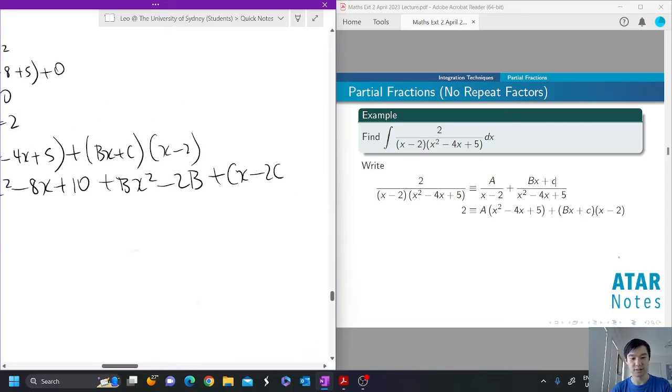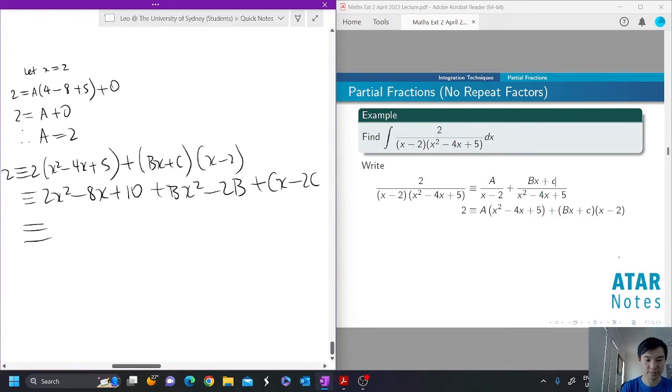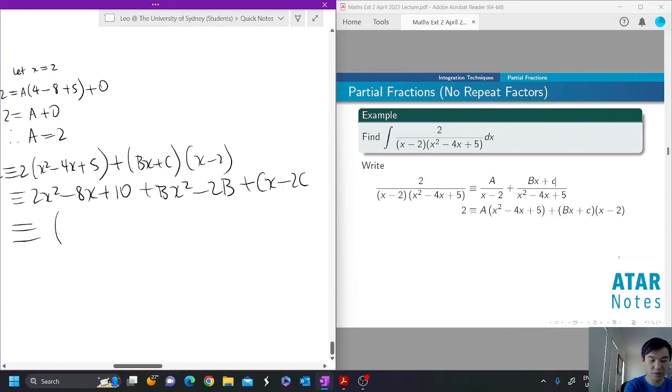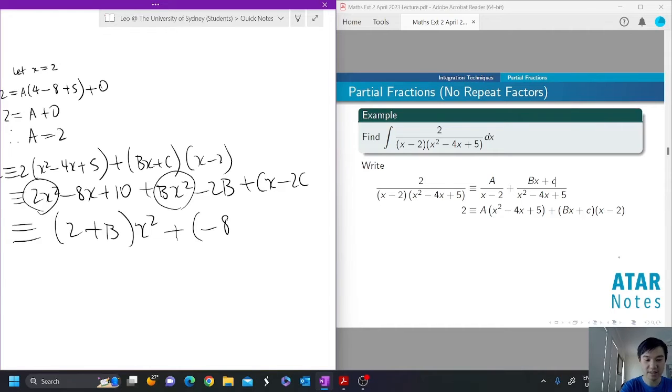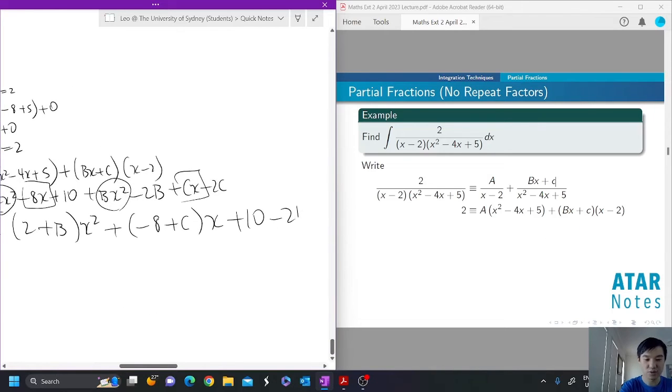Now we can collect the like terms together. For x squared, we've got 2 plus b x squared. For the x's, we've got minus 8, which is this one, plus c, x. And then we've got the constant terms: plus 10, minus 2b, minus 2c.